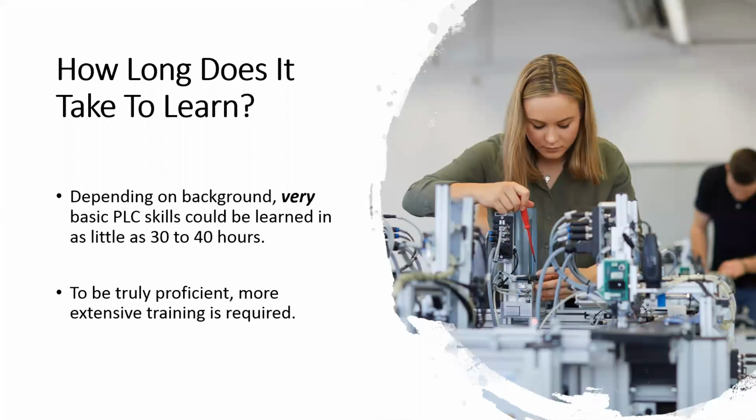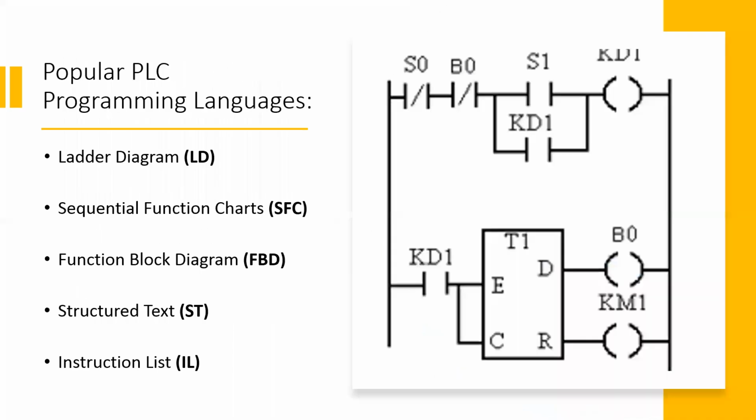So how long does it take to learn PLC programming? Well, depending on a student's background and experience, very basic PLC programming skills can be learned in as little as 30 to 40 hours of training. But of course, to become truly proficient in all 5 of the most widely used PLC programming languages, which you see listed on your screen now, as well as learning how to efficiently troubleshoot and address errors and equipment breakdowns, of course, more training would be required.